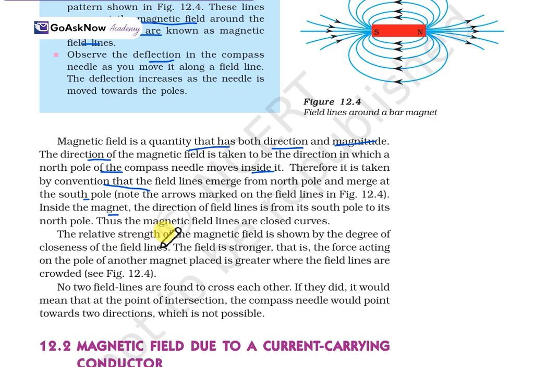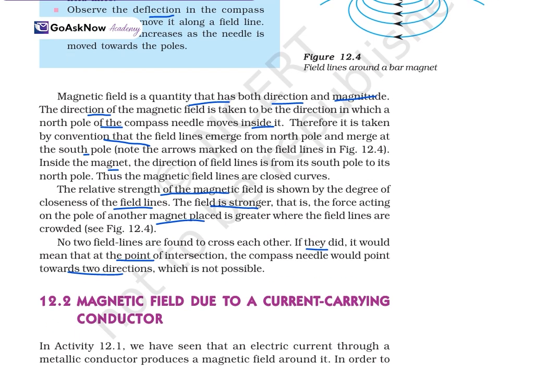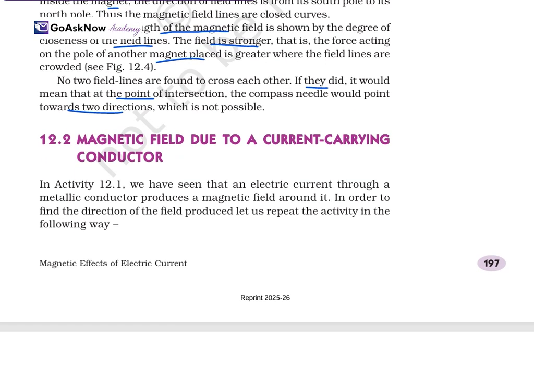The relative strength of the magnetic field is shown by the closeness of the field lines. The field is stronger, that is, the force acting on the pole of another magnet placed there is greater, where the field lines are crowded. No two field lines cross each other. If they did, it would mean that at the point of intersection the compass needle would point in two directions, which is not possible. So this is all about magnetic field lines with the help of a bar magnet.